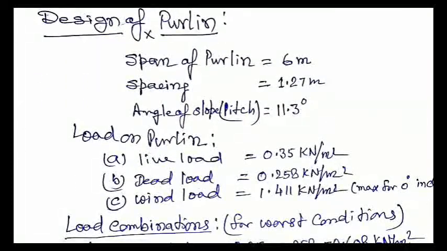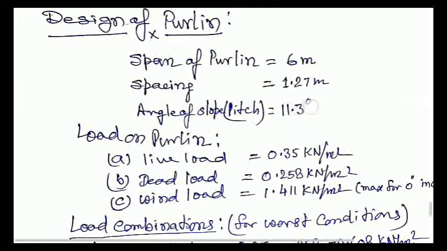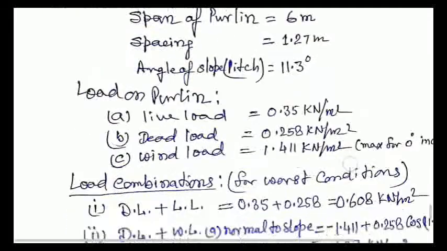Now design of purlin. So first of all, we have to find out the load on purlin. So span of purlin is 6 meter because it is the distance truss to truss, and the purlin is placed linking two trusses. So the spacing or the span over which load is to come on the purlin is 1.27, and the angle of slope is 11.3 degree, as we have already seen.